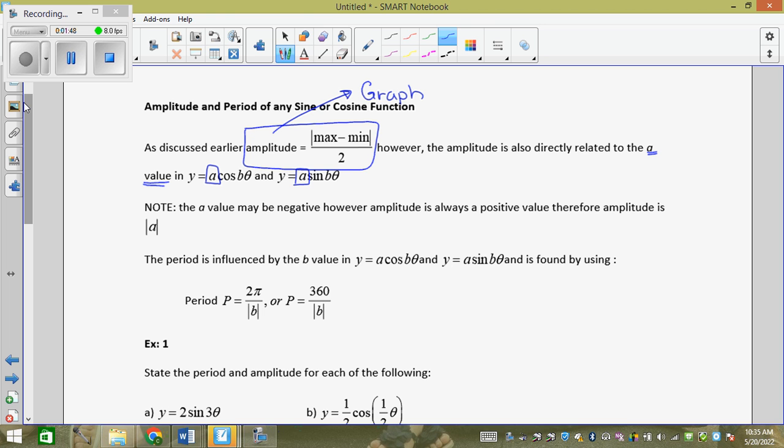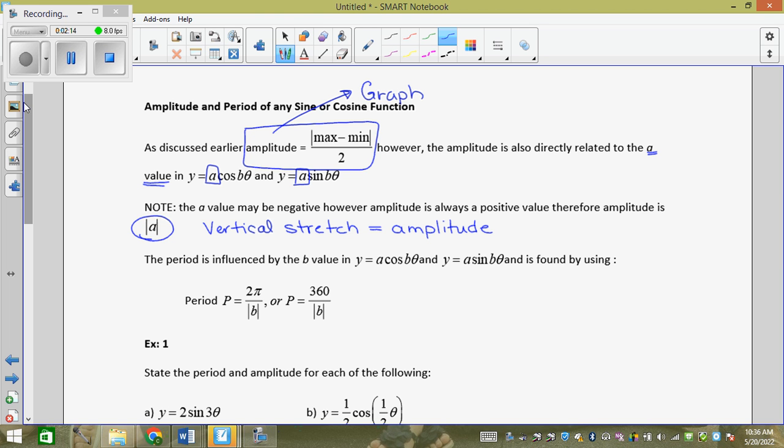So basically what you can do is your vertical stretch, not the reflection, because your amplitude is always positive. Your vertical stretch equals your amplitude. Or if you're in the form A sine B theta or A cos B theta, it's the absolute value of A. Which makes sense because the absolute value of A is your vertical stretch.